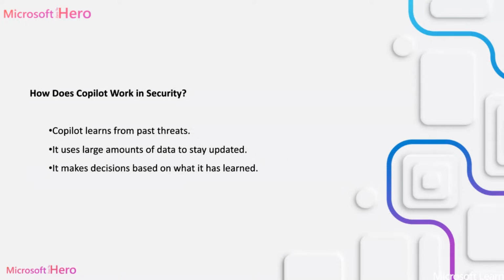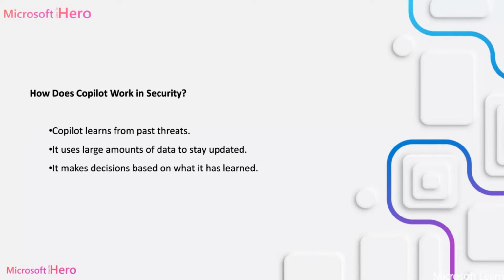Let's talk about how Microsoft Copilot works in security. First, Copilot learns from past threats. This means that every time it encounters a threat or a problem, it stores that information and uses it in the future. The more it learns, the better it becomes at spotting new threats.